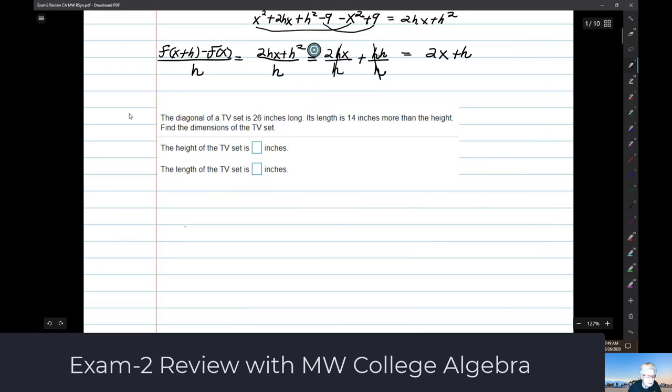And this is number 10. Okay, best thing to do when you've got a word problem is draw a picture, just so you understand. So I'm going to draw a kind of a picture of a television set. And this is the height, and this is the length, and this is the diagonal. And the diagonal is 26 inches long, and the length is 14 inches more than the height. So however long the height is, plus an additional 14 inches. And what we have to do is find the dimensions.